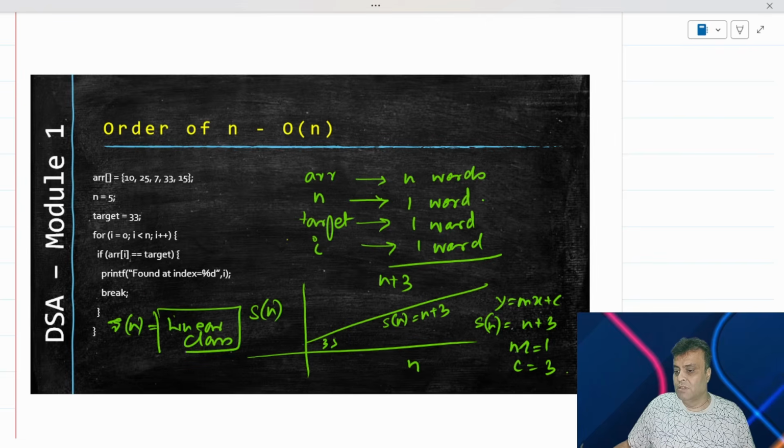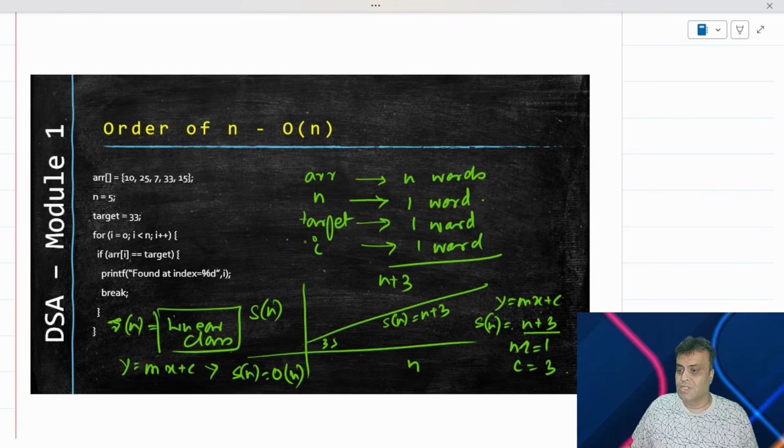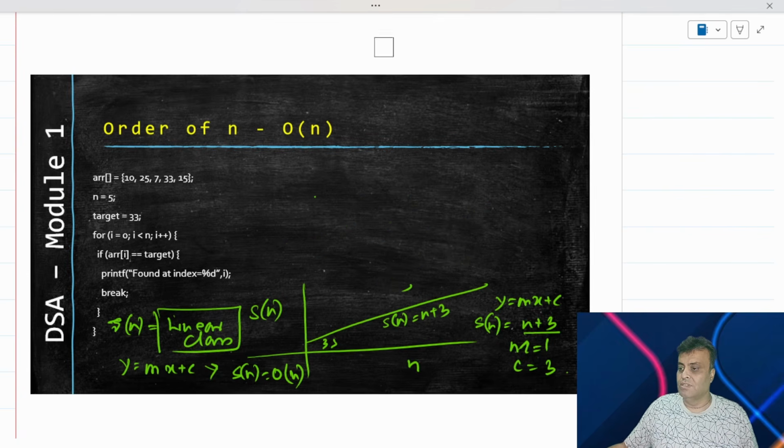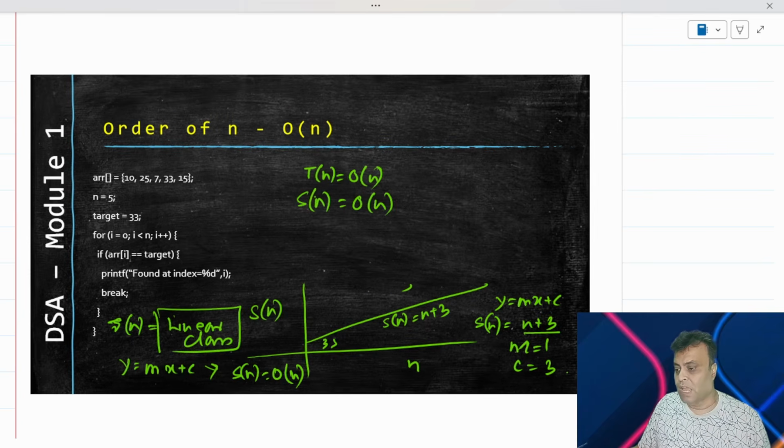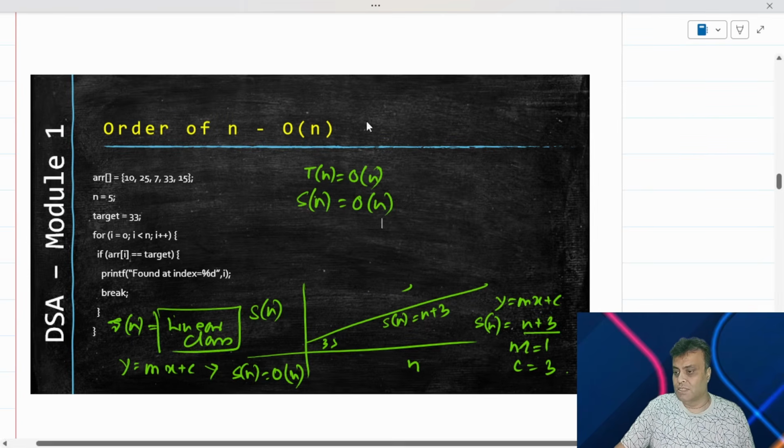Linear class of polynomial. This linear class of polynomial is represented as y equal to mx plus c, right? If it follows a linear class, because it is n plus 3, what is its order? Its order Sn will be order of n, because all linear class polynomials have a degree of 1 and hence order of n. So in this case, the time and space complexity that you will write as a final answer is going to be: time complexity is order of n, space complexity is going to be order of n also, right? So I hope time and space complexity is becoming clearer as we go forward in this.